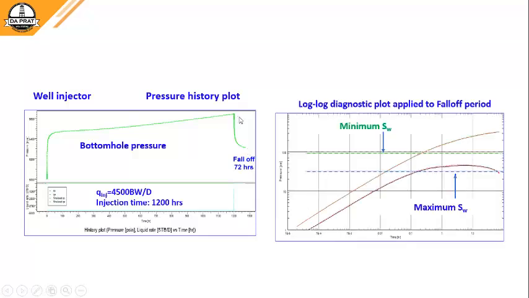The analysis of the log-log diagnostic plot for this fall-off test is shown here. You can see initially there is this tendency of linear flow due to the induced fracture, and eventually it goes to stabilize over here, which is getting far from the maximum water saturation, meaning that here we're in the oil bank.